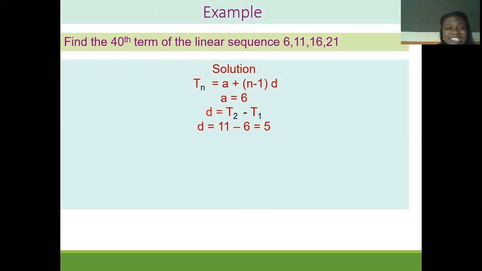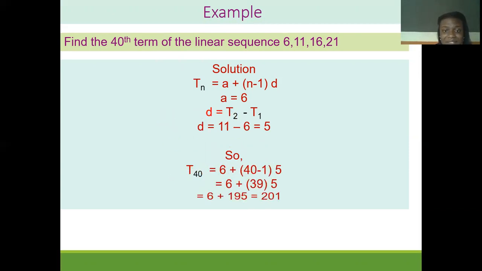Now we are looking for T40, the 40th term. Okay, so T40, 40th term is 6 plus 40 minus 1 times 5. Number 6 is A and D is 5. So 6 plus 40 minus 1 times 5. So that gives us 6 plus 39 times 5. That gives us 6 plus 195, and that gives us 201. It's as easy as ABC, so that's that.